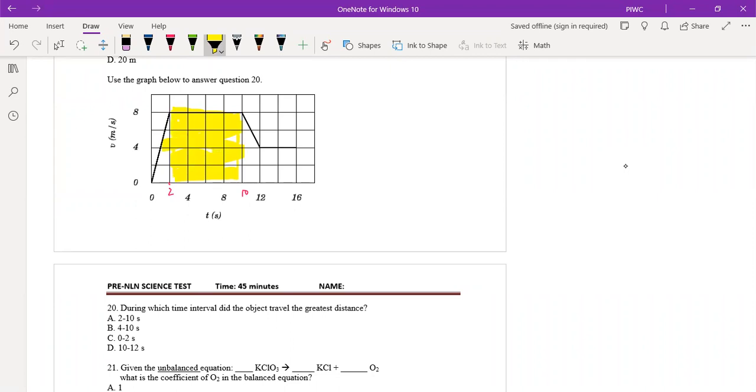Okay, the area in between. And then 4 to 10 seconds will be from here to there. 4 to 10 seconds will be here, all the way here.